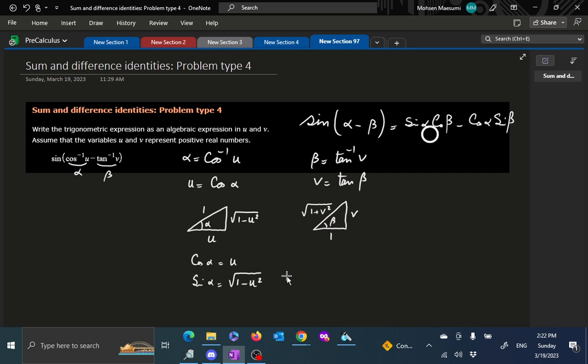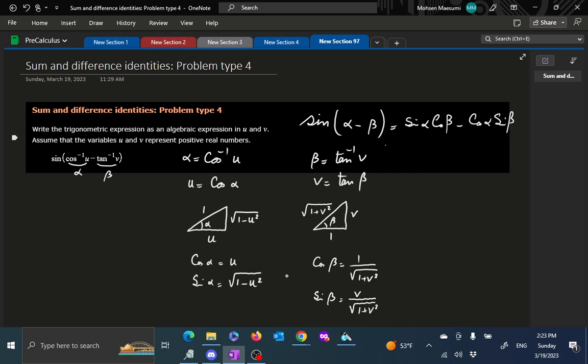What do we want out of this? For beta, we want cosine and sine. So cosine of beta is the ratio of adjacent to hypotenuse, which is 1 over radical 1 plus v squared, and then we also have sine of beta, where the opposite is v. The hypotenuse is again the square root of 1 plus v squared.